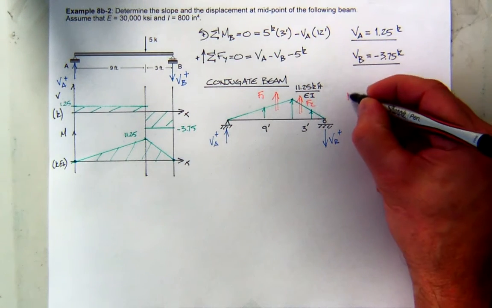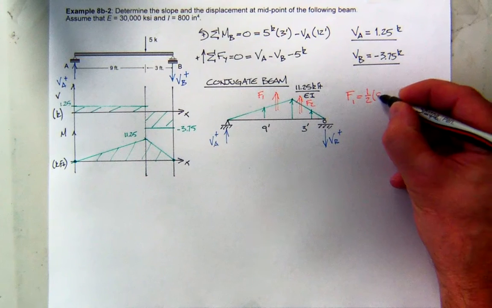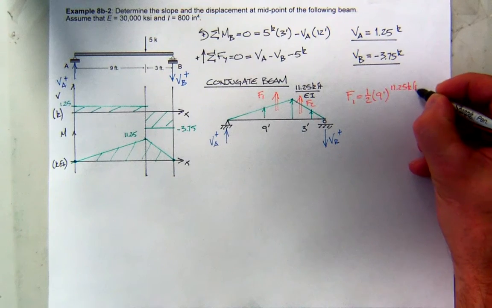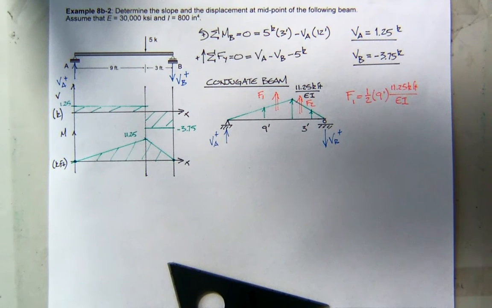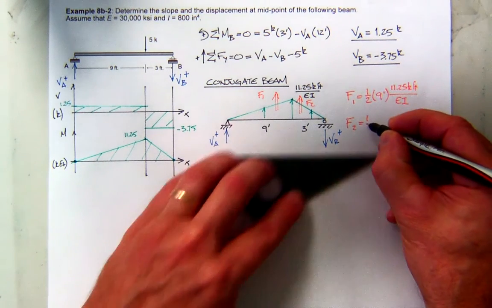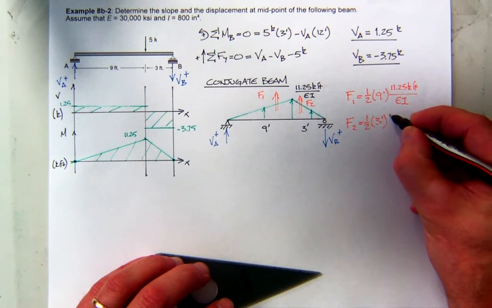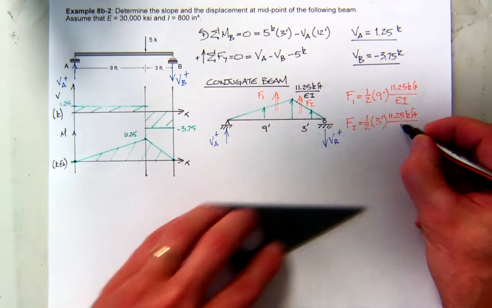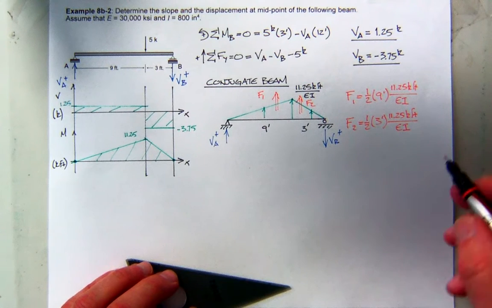Let's start with F1. It's a triangle, so it's 1/2 the base, which is 9 feet, times the height, which is 11.25 kip feet divided by EI. F2 is also a triangle, so again it's 1/2 base times height, and that's 3 feet, and they share that same height, 11.25 kip feet divided by EI. I don't know if I can squeeze them in there or not. I think I'll just hold on to those for a second.